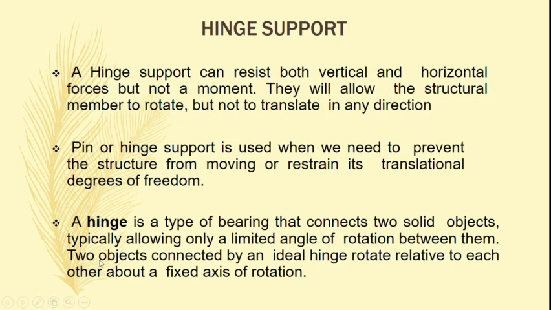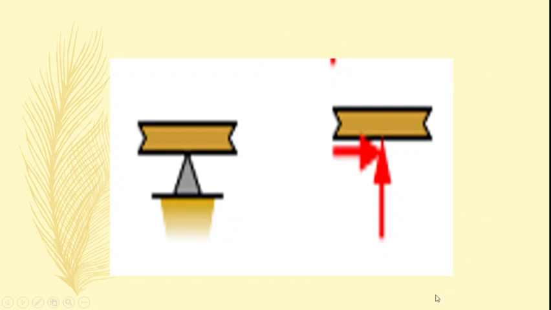Two objects connected by an ideal hinge rotate relative to each other about a fixed axis of rotation. Okay, suppose this one is a hinge joint or pin joint. It can rotate but it cannot translate in parallel to the surface or perpendicular to the surface. Okay, and therefore we get two types of reaction, one perpendicular to the surface and one parallel to the surface. We get this kind of reaction from this pin support or hinge support.